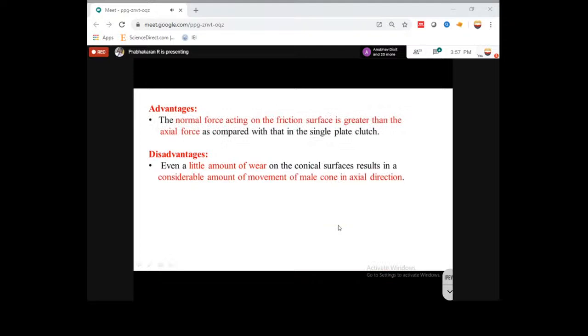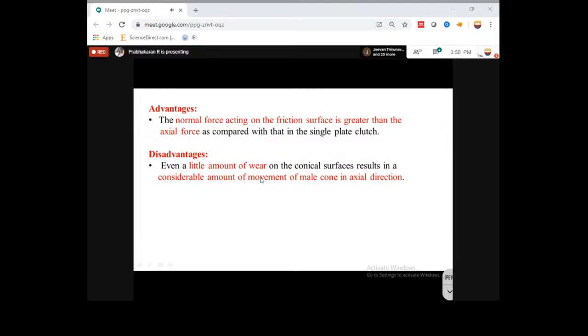Next, advantages. Here there is only one thing: the normal force acting on the friction surface is greater than the axial force, because the friction lining contacts at some angle. And the disadvantage is also very important.